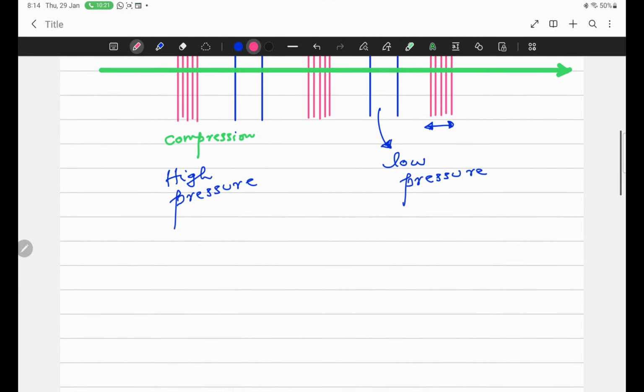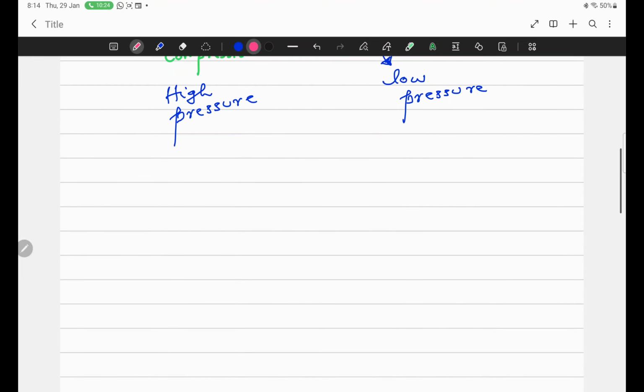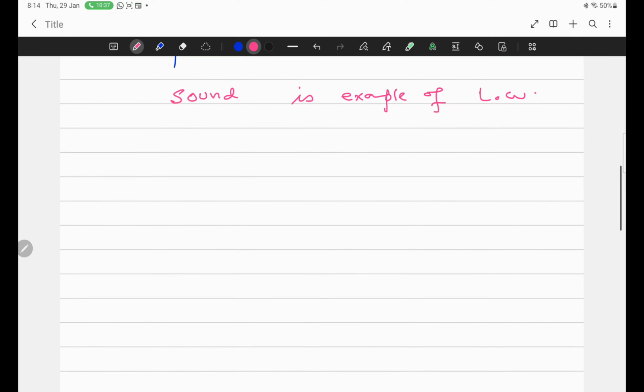Sir, what is the difference between longitudinal wave and sound wave? So the answer is sound wave is an example of longitudinal wave. Sound is an example of longitudinal wave. Okay. Sir, usually sound is considered, sir, which is detected by our ear.